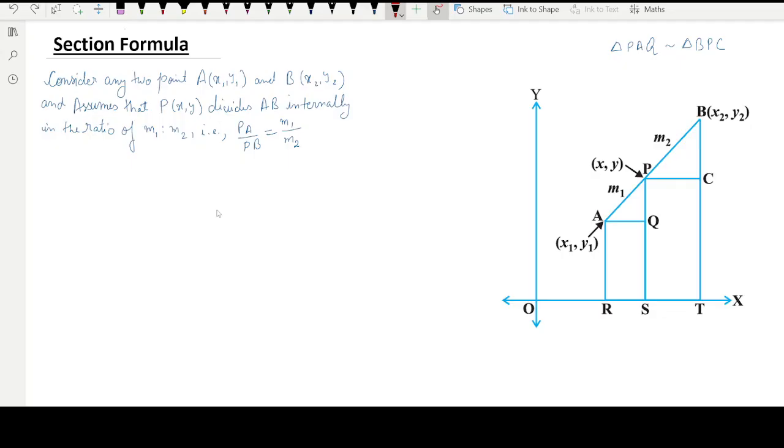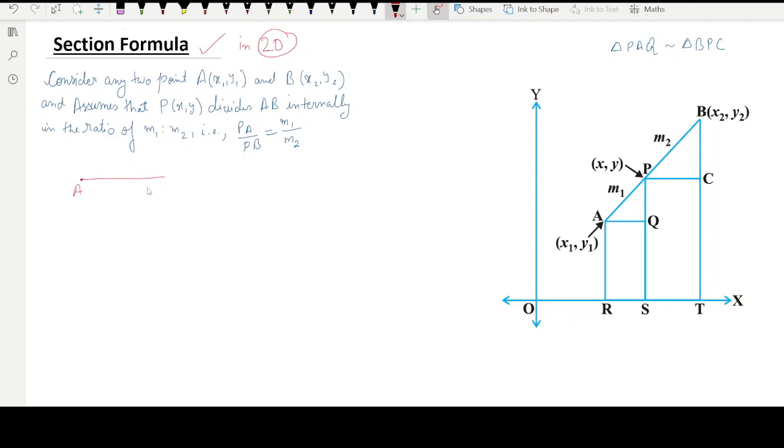In the previous video, we discussed the distance formula in 2D and 3D. Now we have to discuss the section formula, basically in 2D. You all already know what the section formula is.